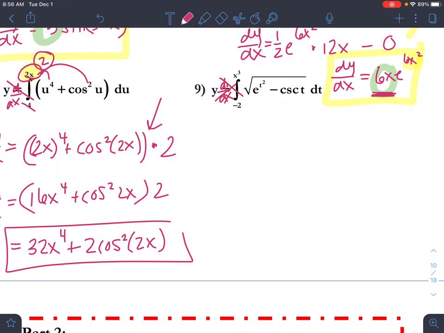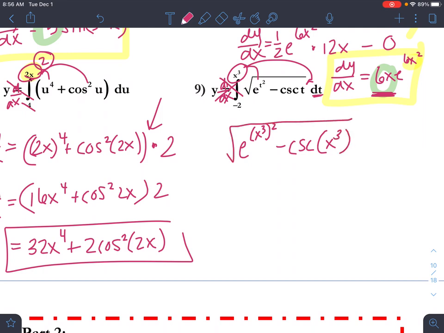So taking the derivative of an antiderivative cancels. I plug in x cubed anywhere I see a variable, the variable that's t given. So e to the x cubed squared minus cosecant of x cubed. And again, oh, this is in a square root, my bad. Okay, so exactly what it says here, plug it in, times what? Times the derivative of the top limit, so times 3x squared.